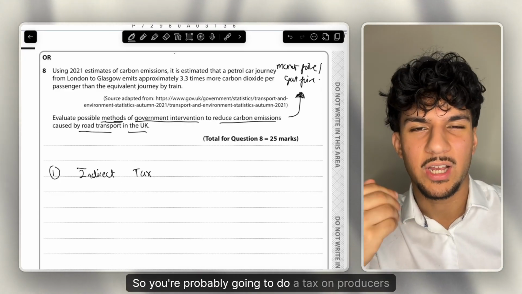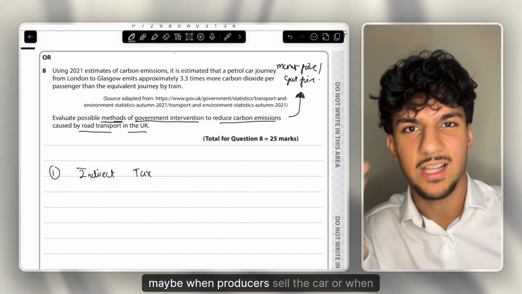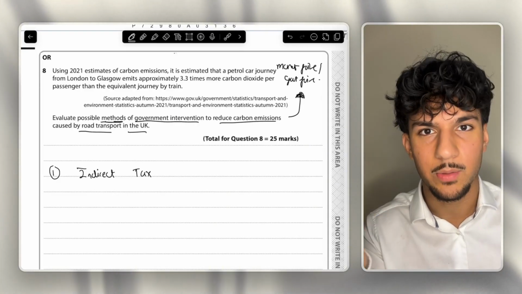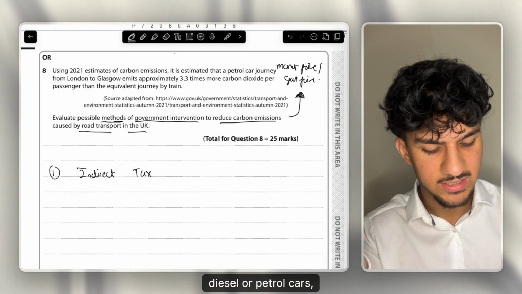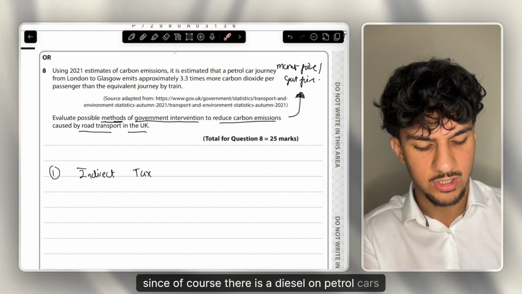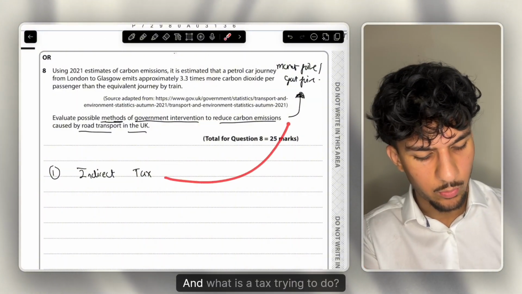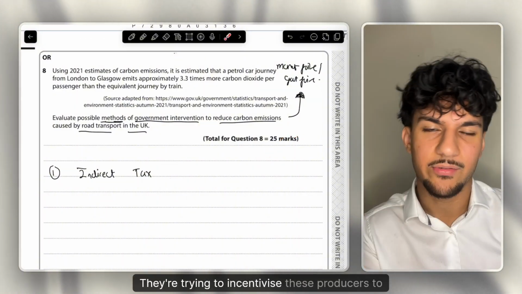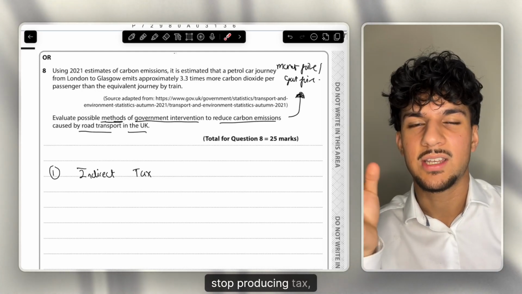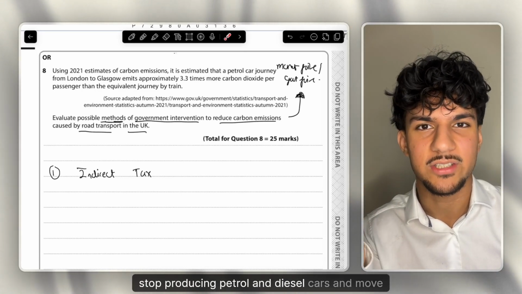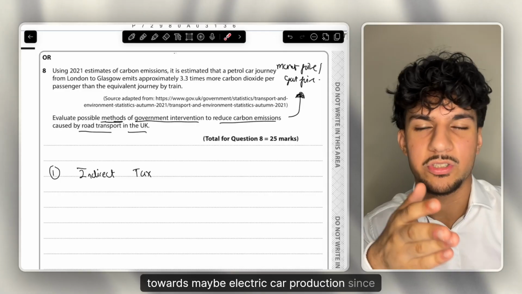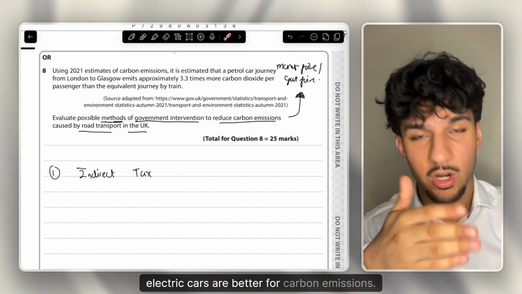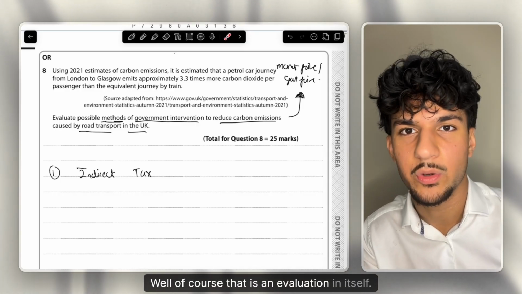So you're probably going to do a tax on producers, maybe when producers sell the car or when producers produce new diesel or petrol cars, since of course diesel and petrol cars do release emissions. And what is a tax trying to do? We're trying to incentivize these producers to stop producing petrol and diesel cars and move towards maybe electric car production, since electric cars are better for carbon emissions. But of course that is an evaluation in itself.